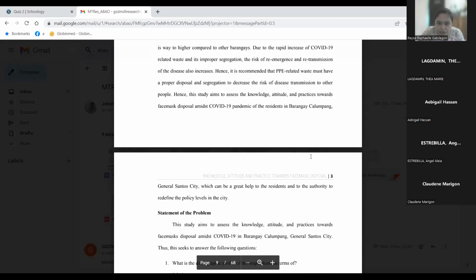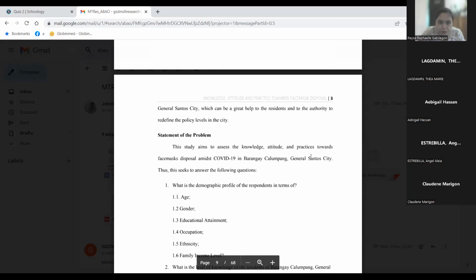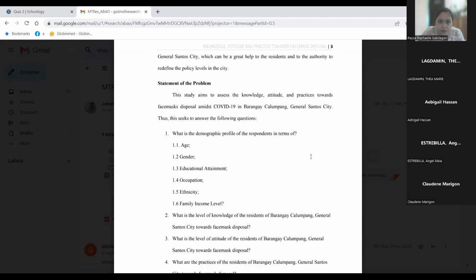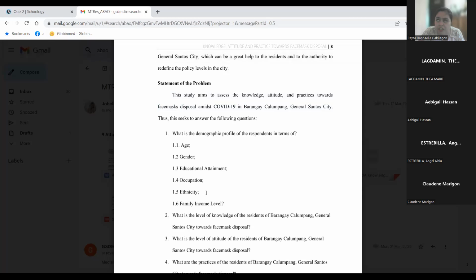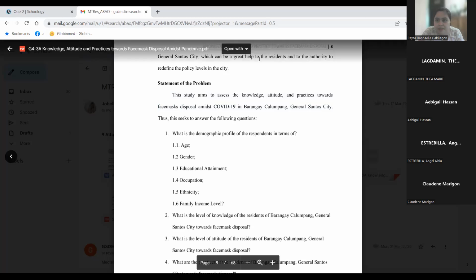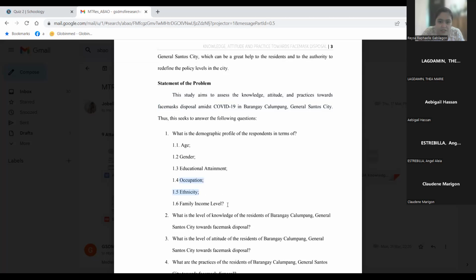Their introduction is a bit long, almost 2 pages. But this is their statement of the problem. Again, they started with the general objective of their research, followed by specific questions. Now this is about KAP, knowledge, attitude, and practices in disposing of face masks or PPE-related waste. So this is also quantitative descriptive research.